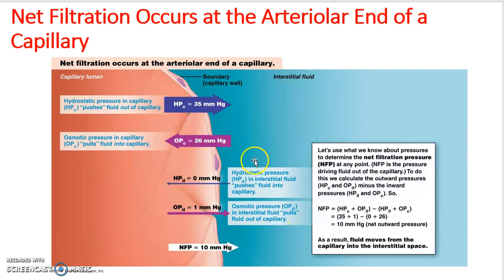There's very little hydrostatic pressure at the arteriolar end in the interstitial fluid. Okay. And very little osmotic pressure because there are no proteins in the interstitial fluid. So if you were to add all these up, you get a net fluid movement out.